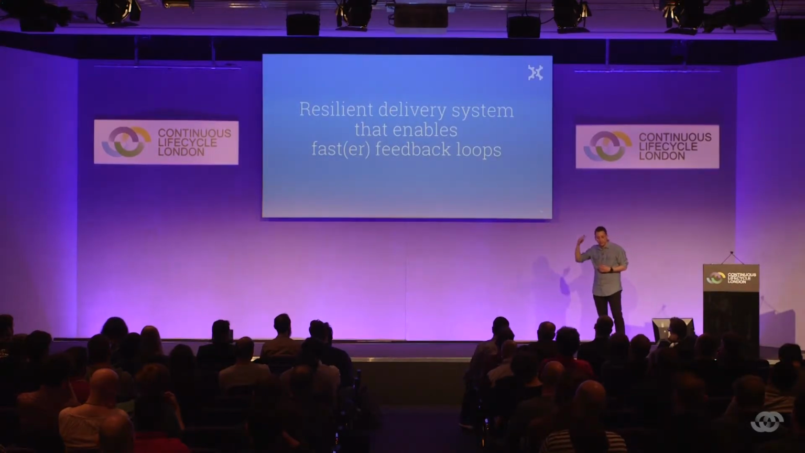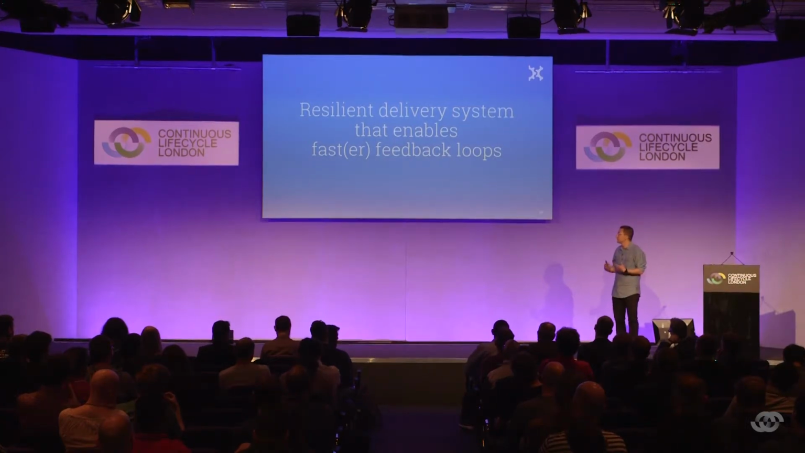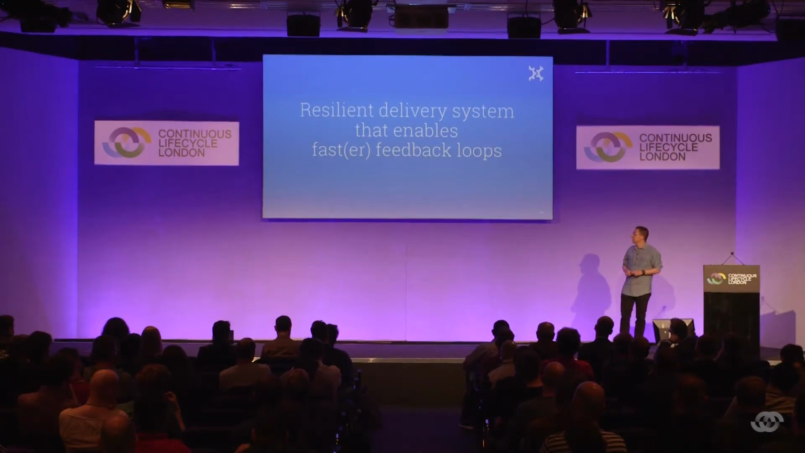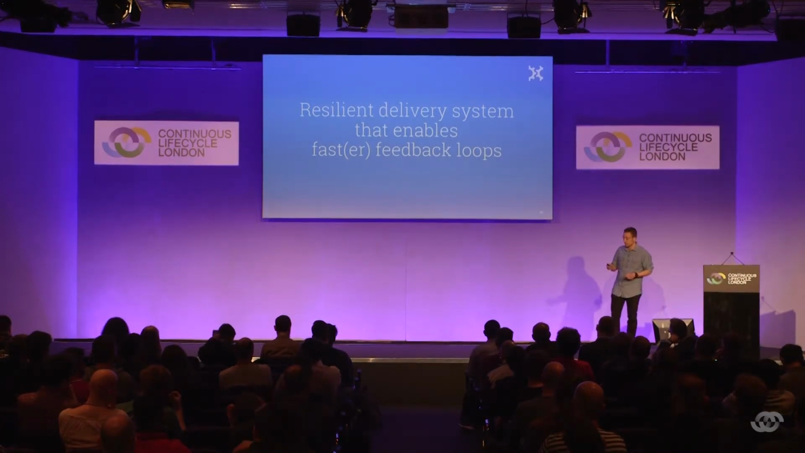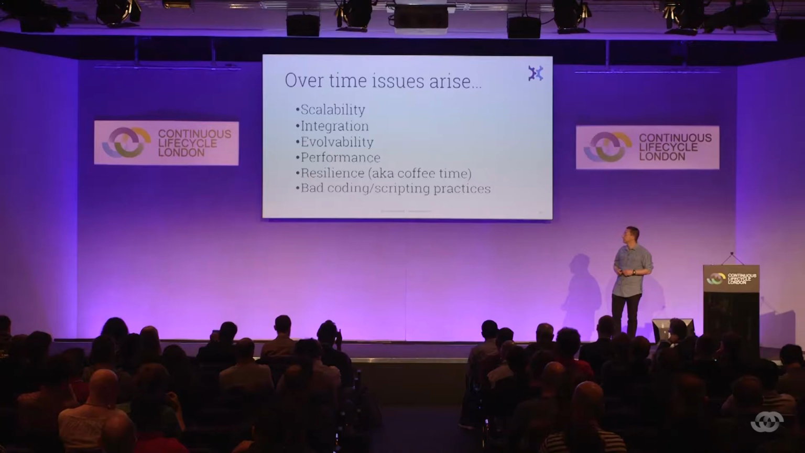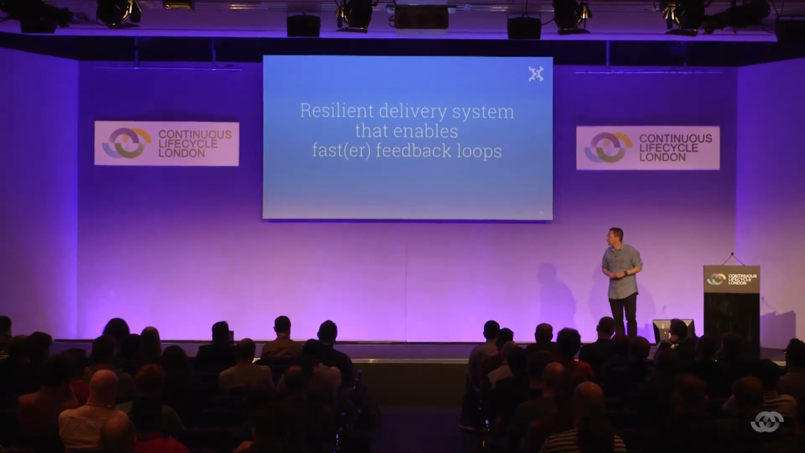And to me, at a very high level, the goal should be to have a resilient delivery system, and we'll see later what I mean by that. That also enables faster and faster feedback loops and shortening the cycle time in our pipeline, in our delivery, as a kind of high-level guiding light to the changes we might make.